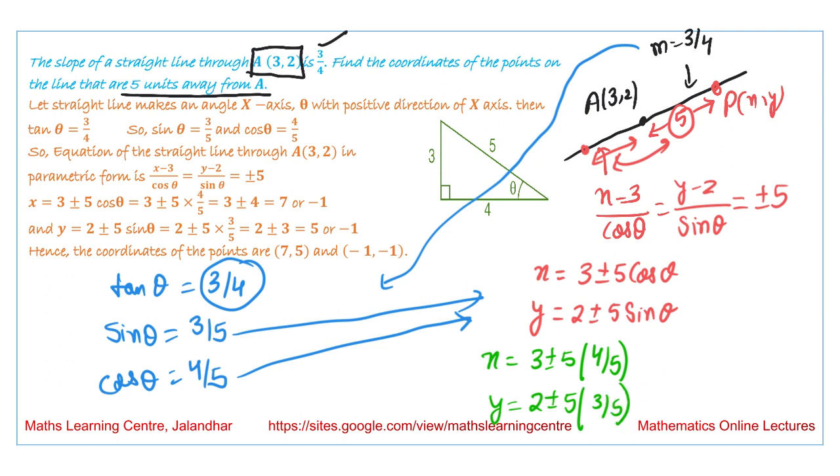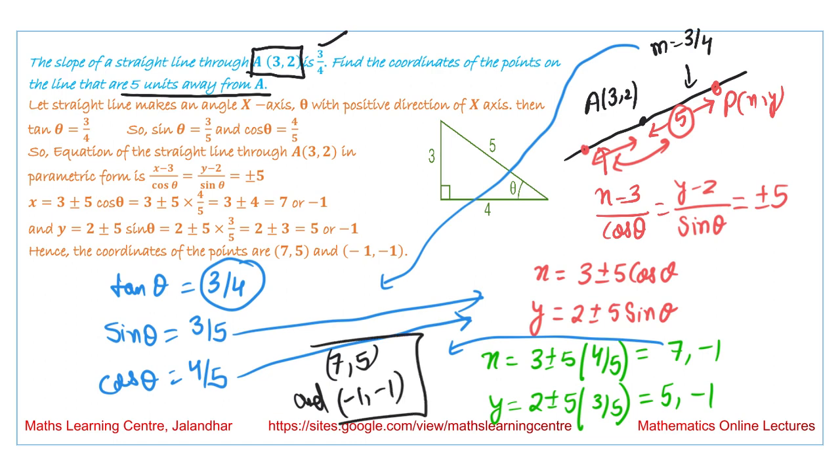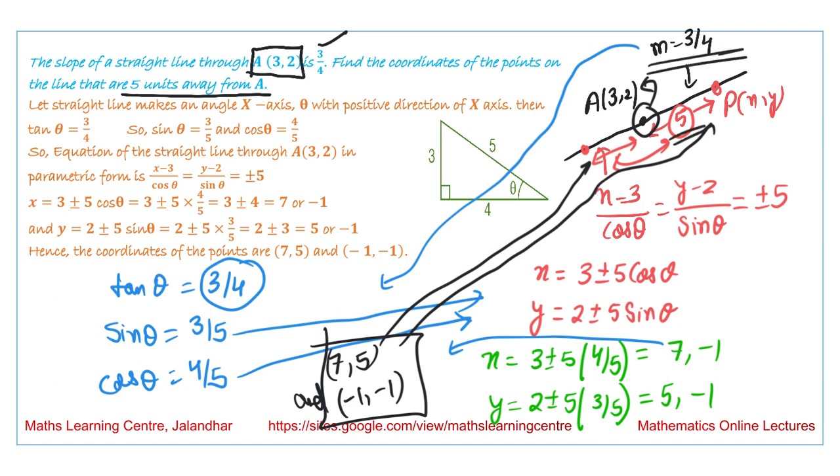So corresponding to this, we are obtaining the values of x as 7 and minus 1, and the values of y as 5 and minus 1. So the final answer we obtain is that the points may be (7, 5) and (-1, -1). These are the 2 points whose distance from this point A is 5 units, and the slope of the line along which we are calculating the distance is equal to 3/4.